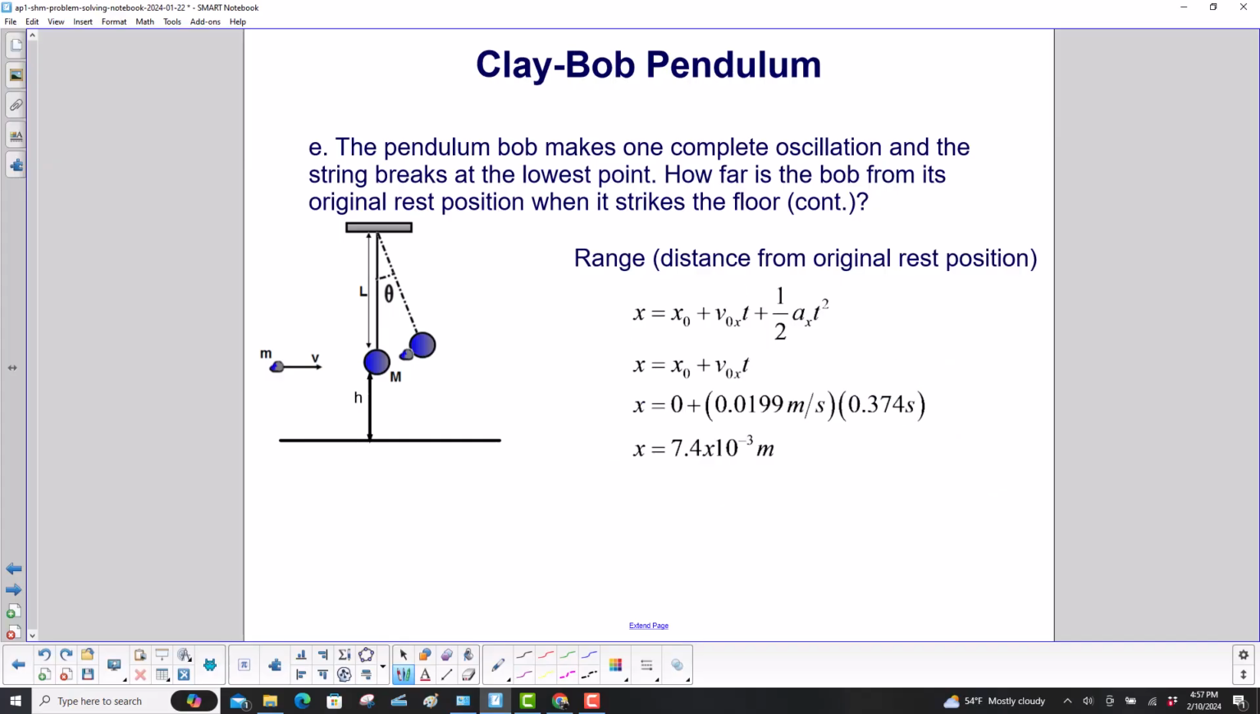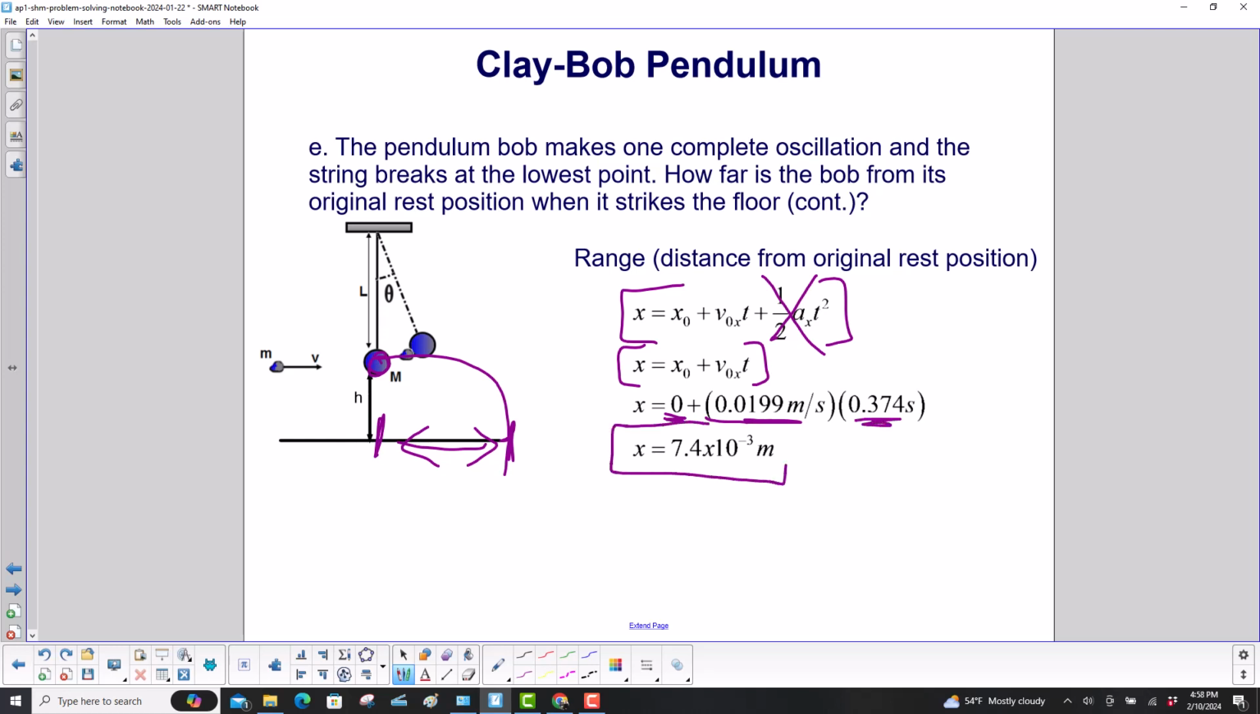The range, which is the distance from the original rest position, so over here, and we're looking for this quantity right there. Second kinematics in x, we have no acceleration in the x direction. Gravity just works downwards. Here's our values. Here's the equation. Substitute in. The initial position we'll say is 0. Here's the velocity, and here's the time to fall, and we get 7.4 times 10 to the minus 3 meters.